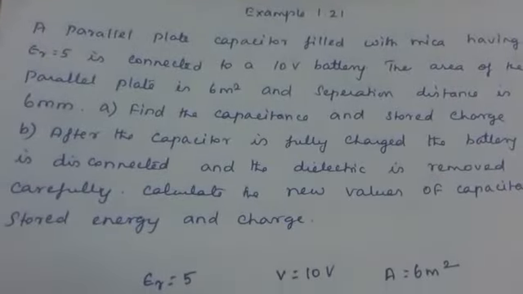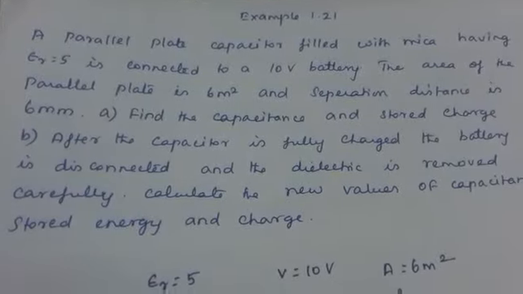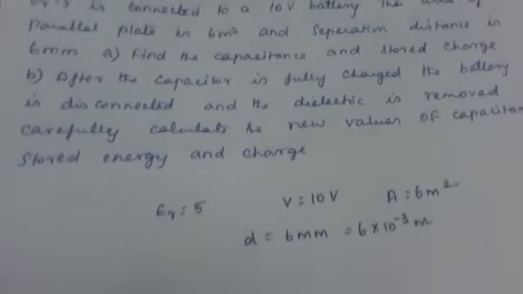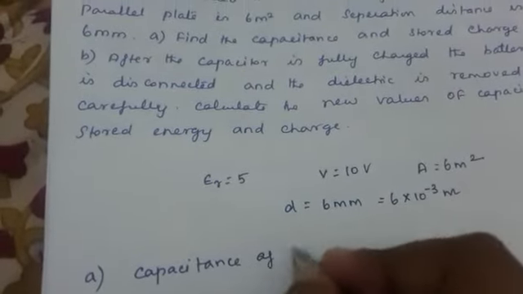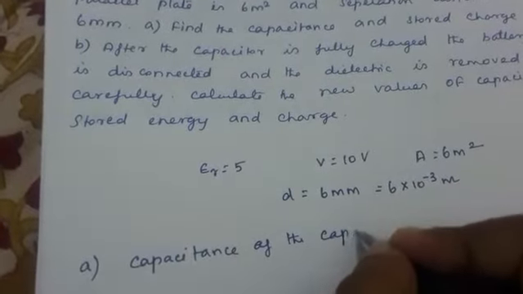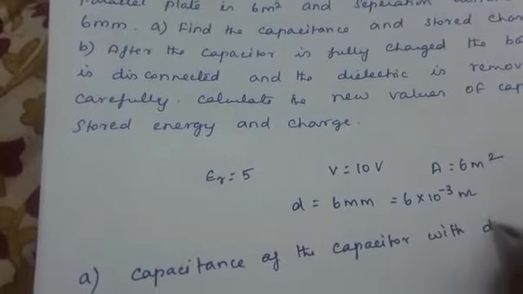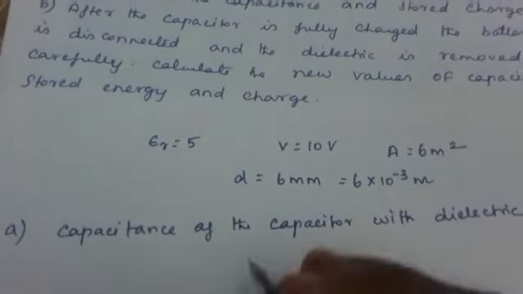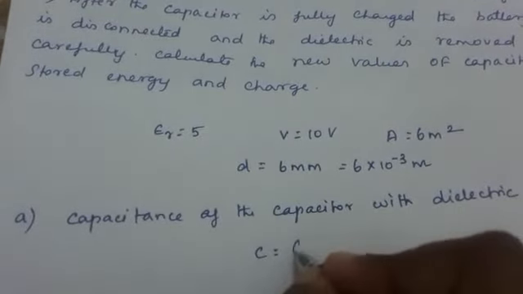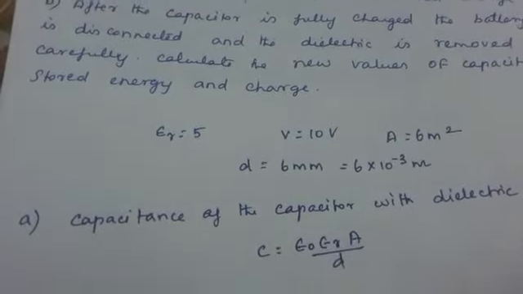Now what is the first part? First part is find the capacitance and the stored charge. Here we have to find the capacitance of the capacitor with dielectric. The capacitor is filled with a dielectric, so the formula we have to use is epsilon 0, epsilon R, A by D. This is the formula we have to use.